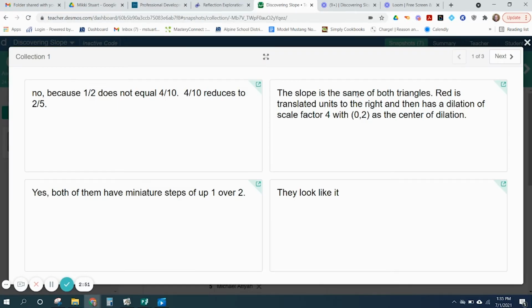And so we'll do that. We'll talk about those, and right away you can see that that first one did in fact say they do not have the same slope. So there's that error I was anticipating and hoping someone would make. And then I have a student who says they do have the same slope because we can see miniature steps. And I really love that they saw those miniature steps. And then we can really discuss how slope has to be a change in Y over a change in X.